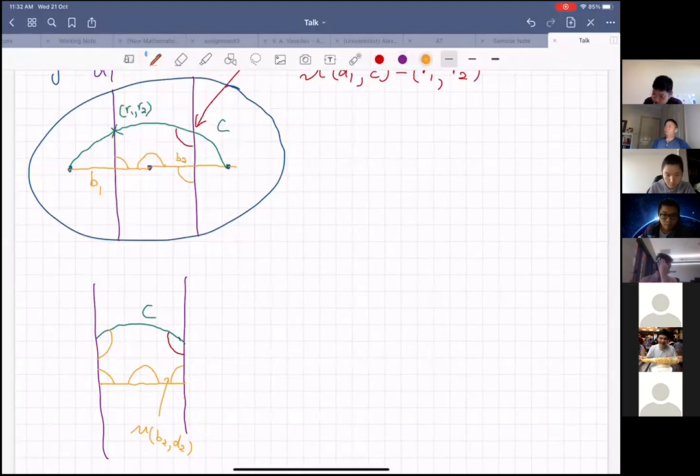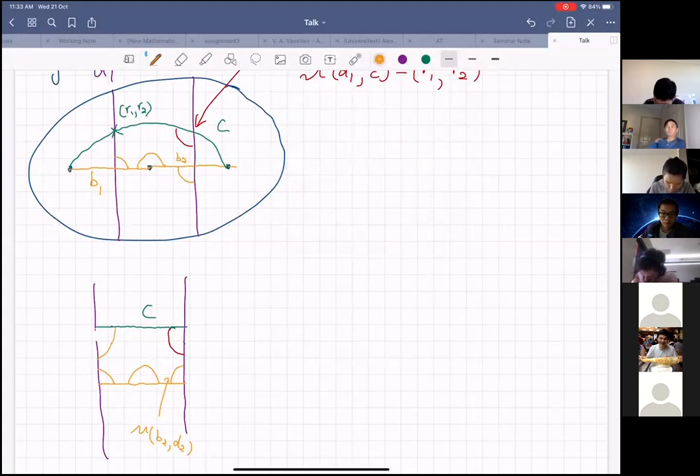Actually, you can isotope your C to a straight line, right? So that it doesn't cause much problem in our RP1 computation, for convenience we can isotope it to a straight line. Okay, we have a diagram here now.